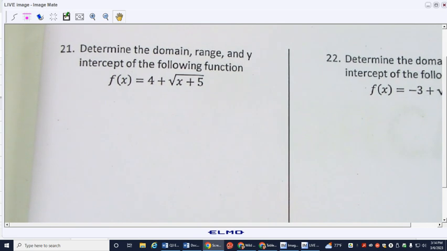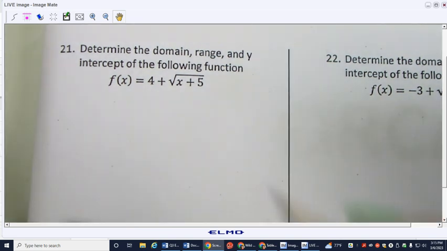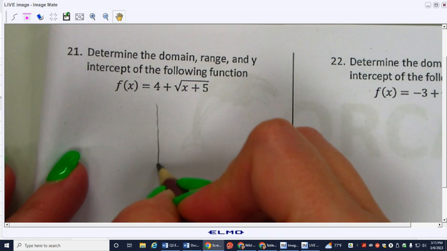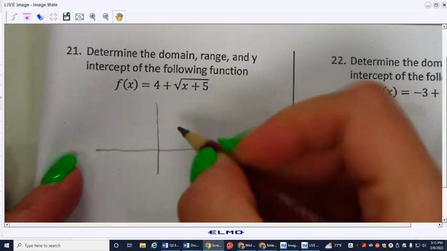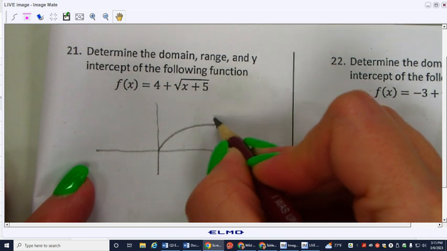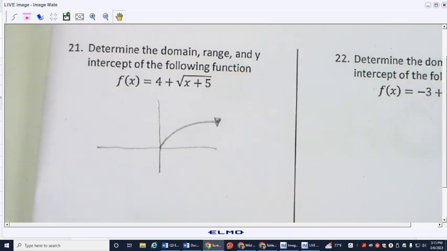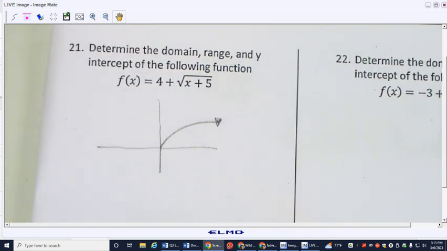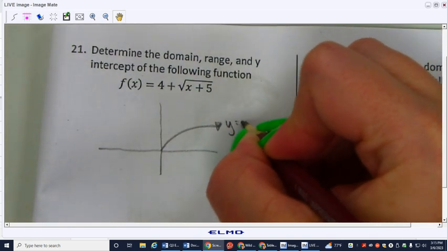Determine the domain, range, and y-intercept of the following function. So we need to think about what this graph is going to look like. This is not a rational function, so this is not the one that's like the 2 pieces. This is a square root. If I think about the parent function of a square root graph, it starts at 0. It kind of looks like 1/2 of a parabola that's been turned sideways. That is the parent function, y equals the square root of x.